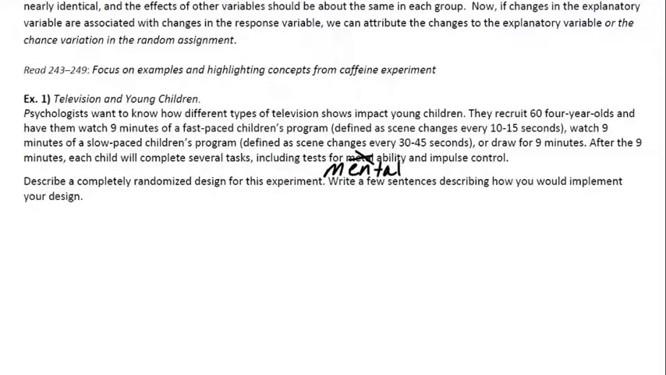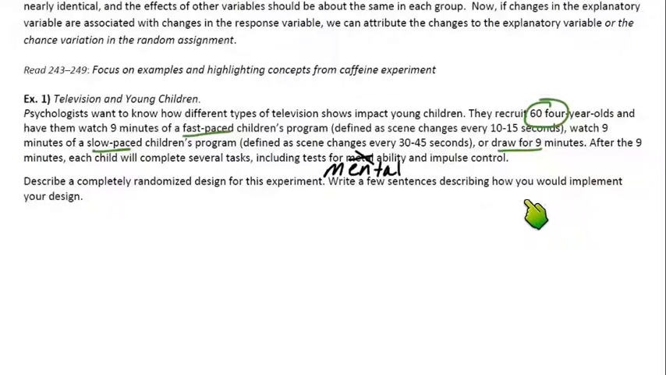Okay, so looks like 3 treatments here. Either they're in the fast-paced television group, they're in the slow-paced television group, or they're going to draw. So there's 3 treatments. We've got 60 kids, so let's assign 20 to each one, right? So let's be really clear here. For the AP exam, you need to be able to explain this, so I could give it to another AP Stats student, let's say, and they could go actually conduct this experiment. So let's be really explicit here.